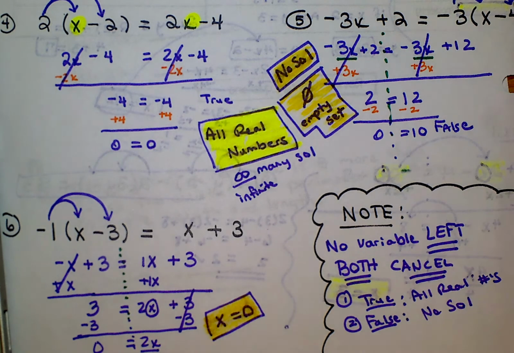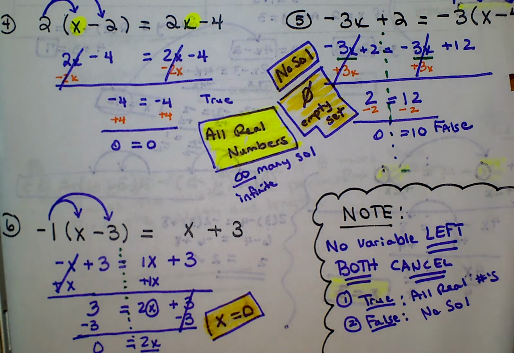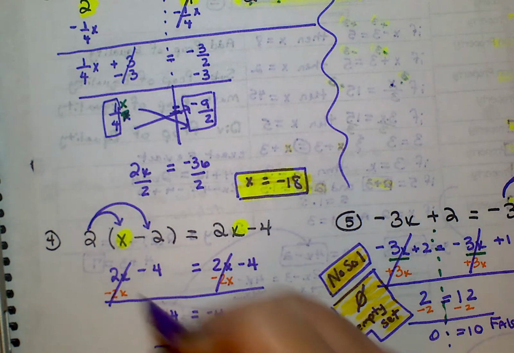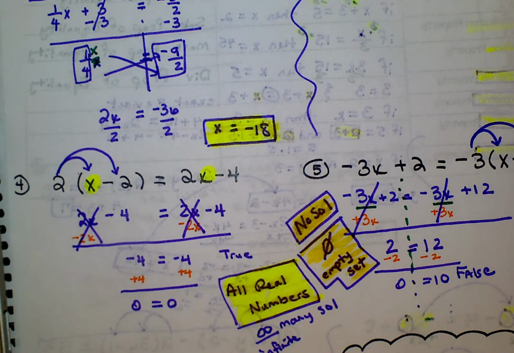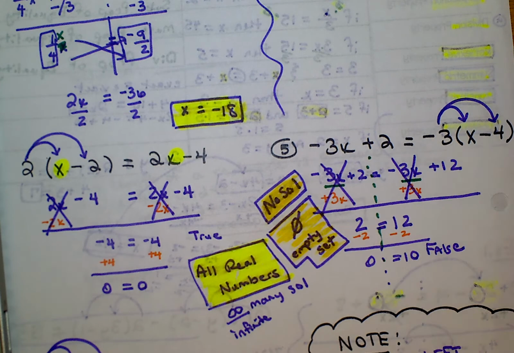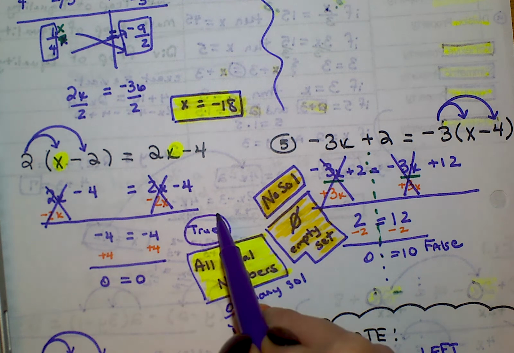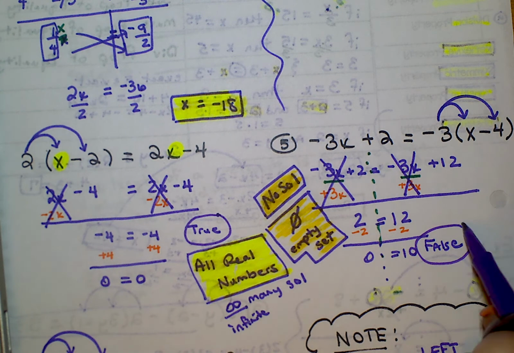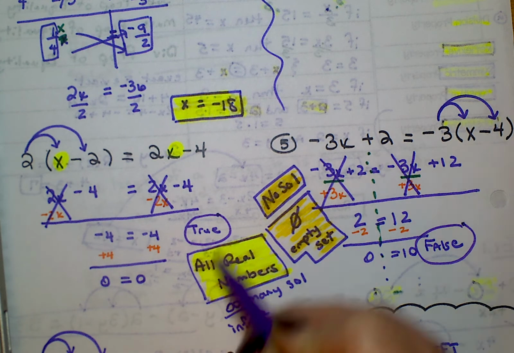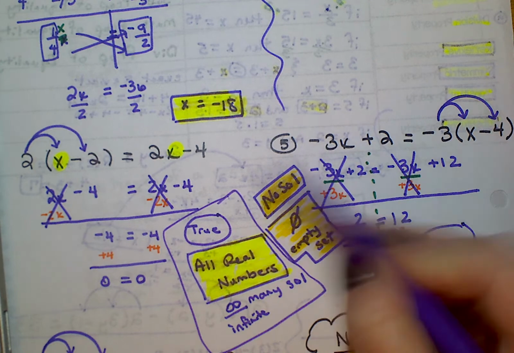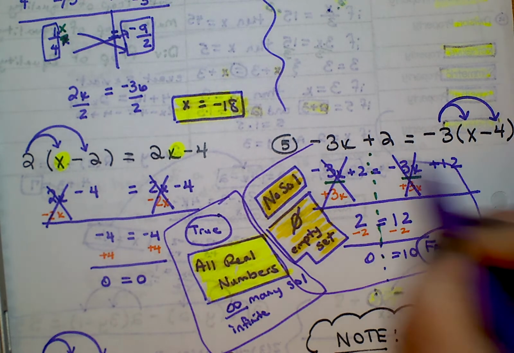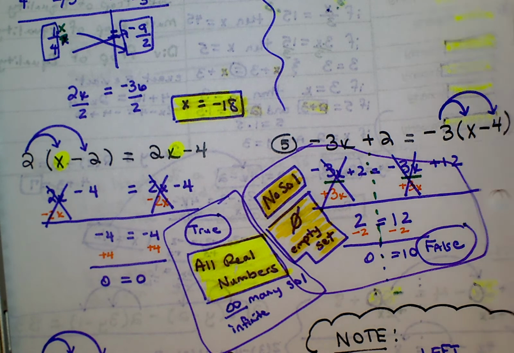Now, I want you to look up here at the ones that I'm talking about that was the special cases. Notice that both variables canceled out. I didn't have a letter left. Remember, a variable is a letter. Both of these variables canceled out. So that's when you have to determine if it's true or if it is false. Okay? If it's true, it's this one. If it's false, it's the no solution.